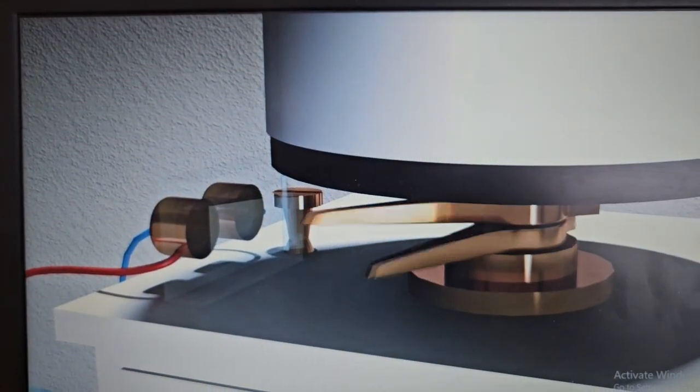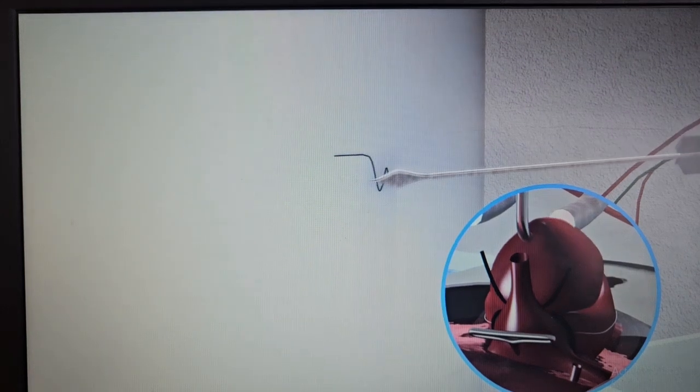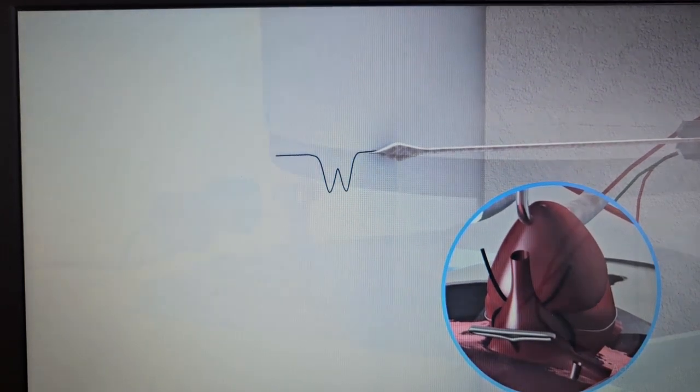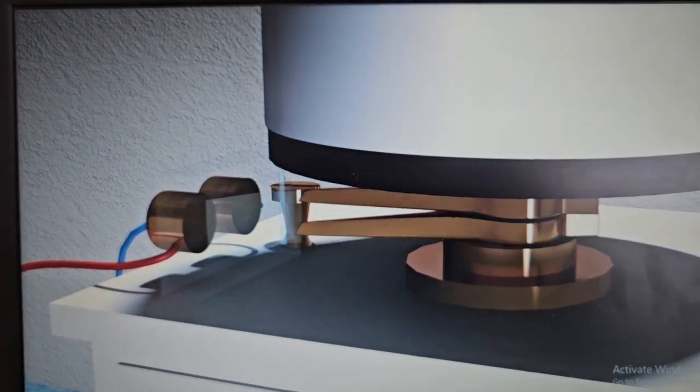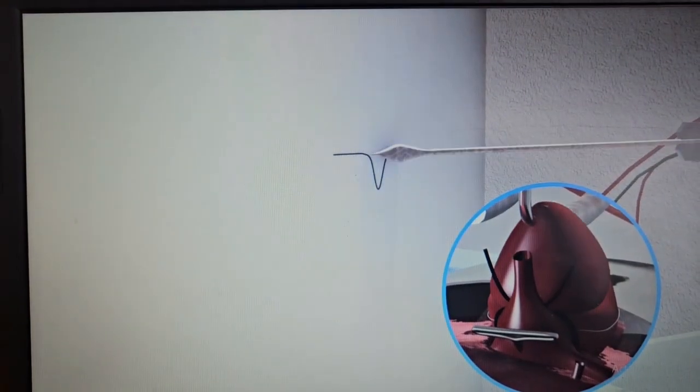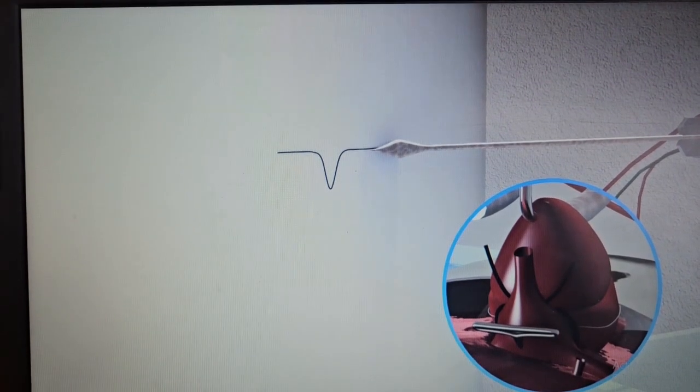Then we reduce the angle between the two contact arms so that the second stimulus is applied while the ventricles are relaxing. We record the graph. Finally, we further reduce the angle such that the second stimulus is applied while the ventricles are still contracting. We record the graph.